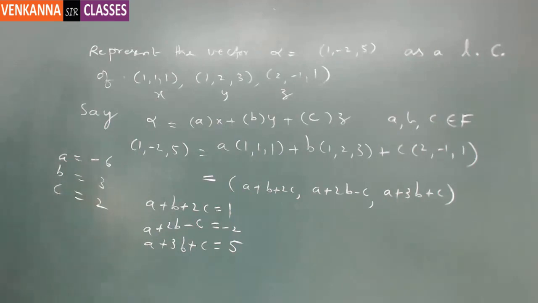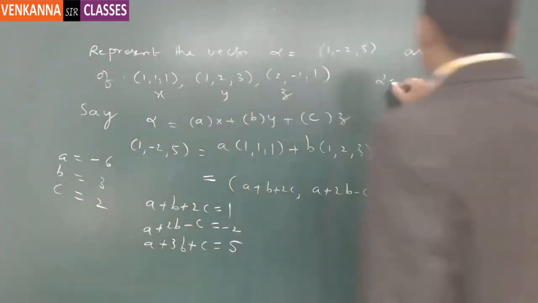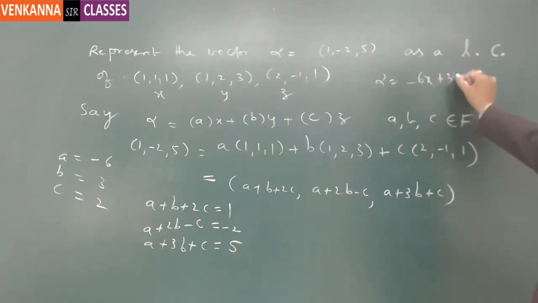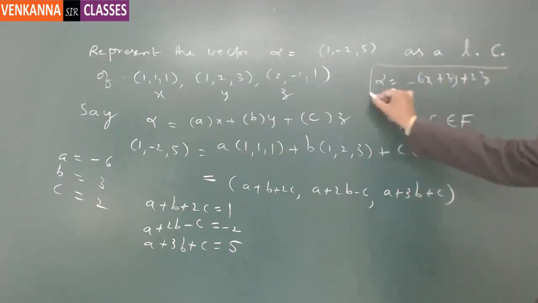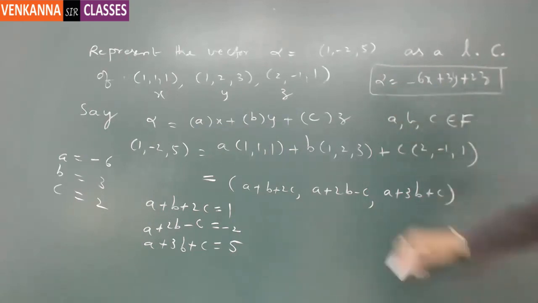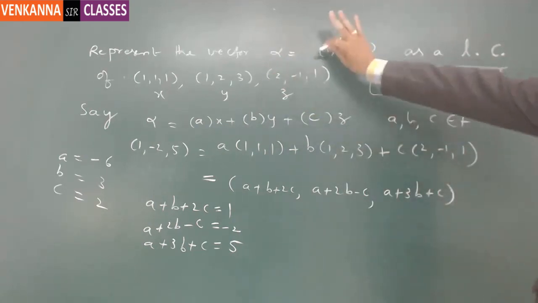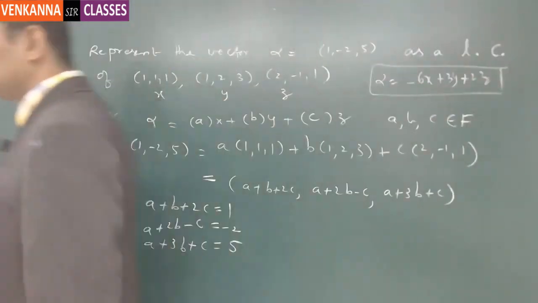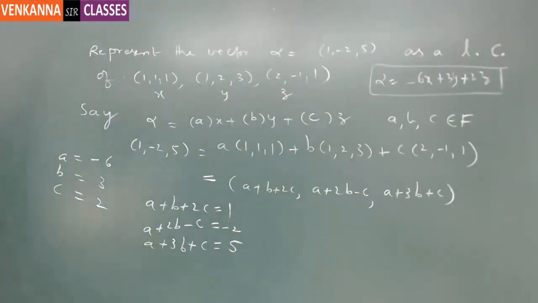So you have written that alpha is equal to minus 6x plus 3y plus 2z. So you have found a linear combination. So it is possible to represent the vector alpha as a linear combination of the given three vectors. Okay? So any doubts for anyone?